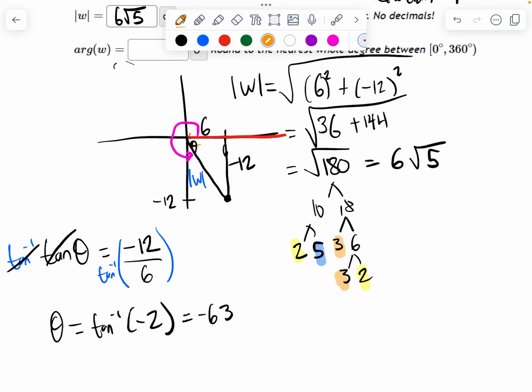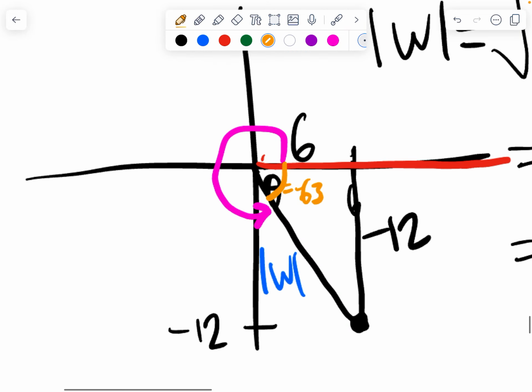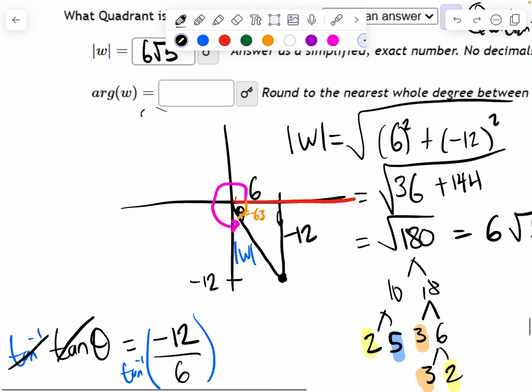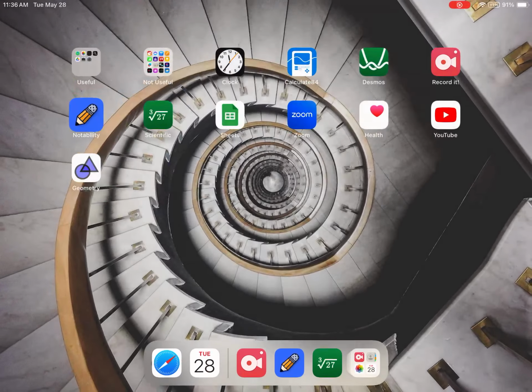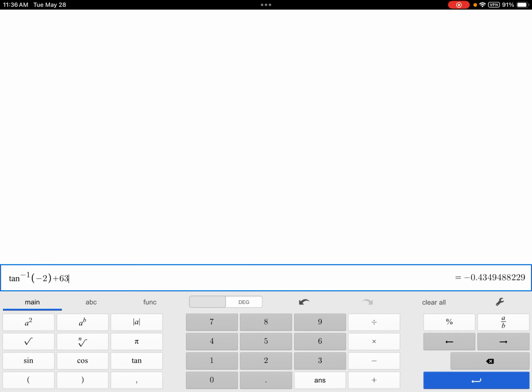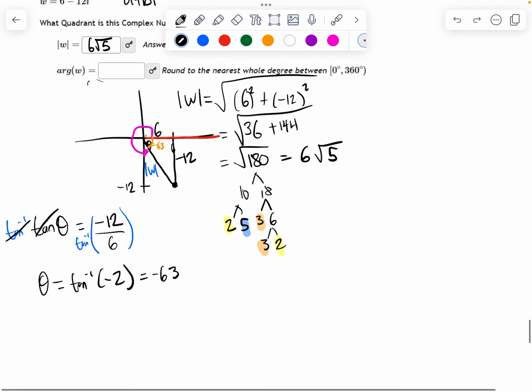That means that we have an angle of negative 63 to go from the right side of the coordinate plane down to the hypotenuse of that triangle. I know that all the way around is 360. So if you add 360 to that negative 63, that'll leave you the portion, the argument that we're looking for. Negative 63 plus 360, and you're at positive 297. So 297 degrees is your argument.